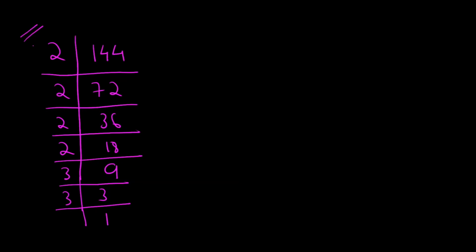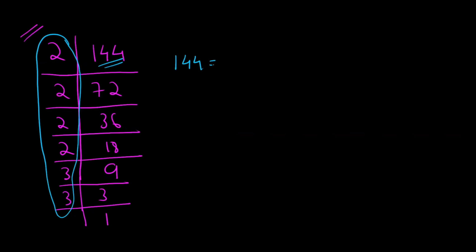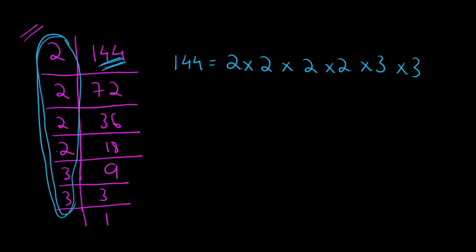Now what I can do is represent 144 as the product of its prime factors. So I will show 144 is equal to 2 multiplied by 2 multiplied by 2 multiplied by 2 multiplied by 3 multiplied by 3. Great. Now what I wanted to do was find the square root of 144, isn't it?